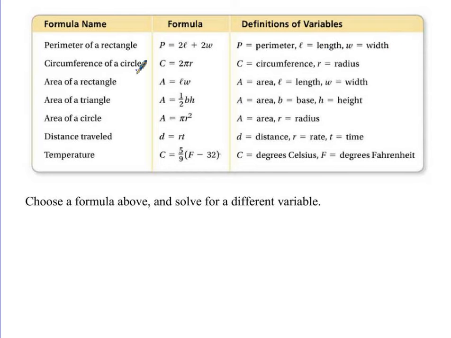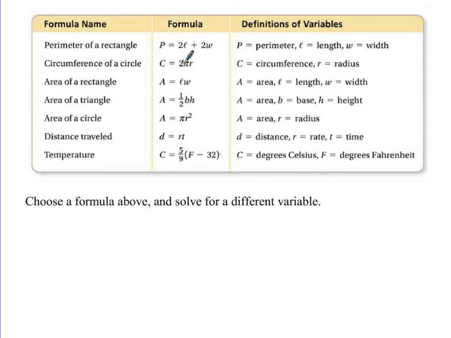The circumference of a circle, what does the circumference mean? Not area. It's distance around. Yeah. Circumference is a special perimeter. It's the perimeter of a circle. It has its own name. It's circumference. C equals 2 pi r.